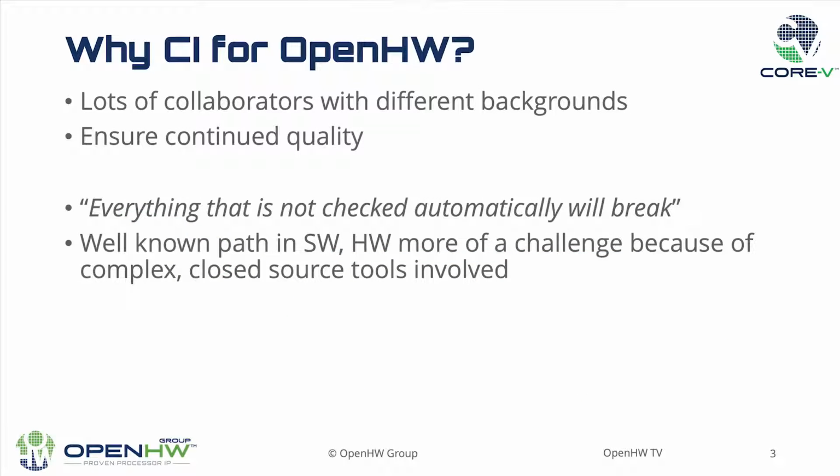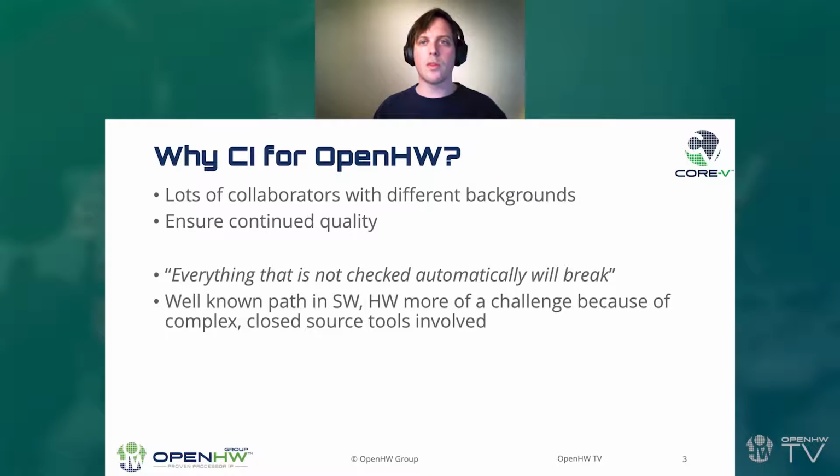So why do we want continuous integration for open hardware? Especially for open hardware, we have different companies. We have over 50 different companies in the pot with different backgrounds. We have software companies, toolchain companies, hardware companies, and we want to ensure continued quality. A saying I really like is that everything that you do not check automatically will eventually break, because there is no way that in a complex project you can always ensure that there is no breaking. So you really need to check that automatically.